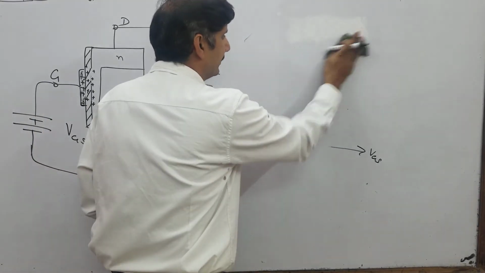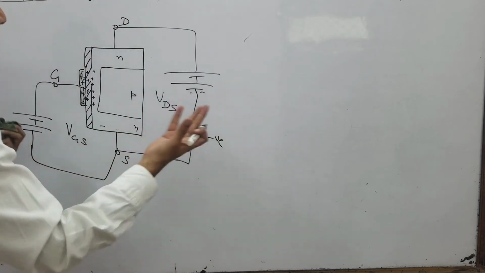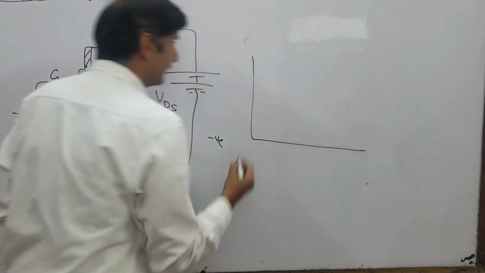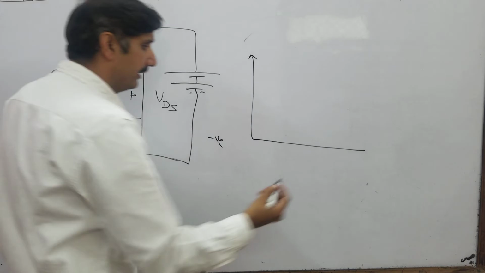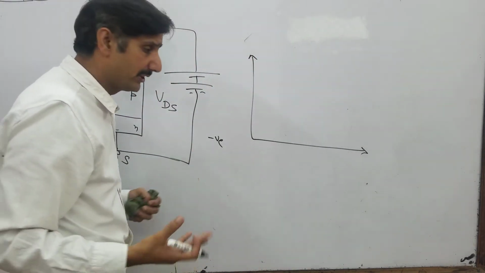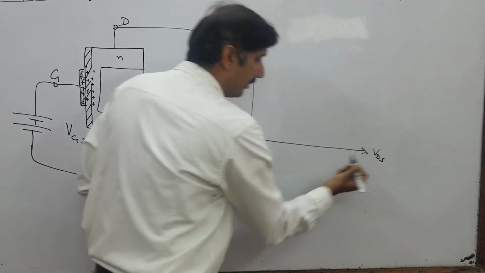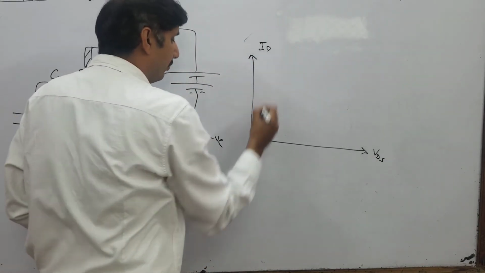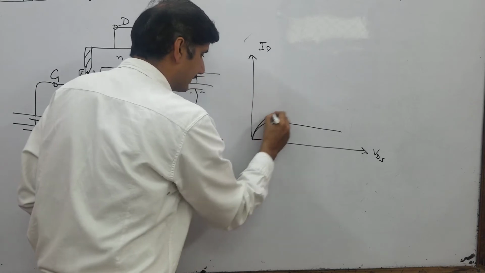What about its output characteristics? Output characteristics are similar to what we get for a BJT, and that's why this device can also be used in place of a BJT. If you draw a graph between VDS and ID, what do you get? You get currents like this.